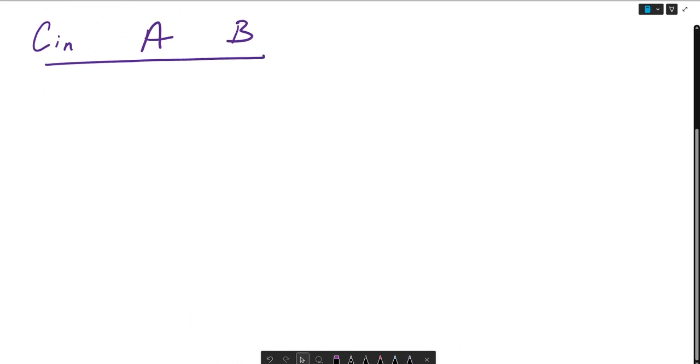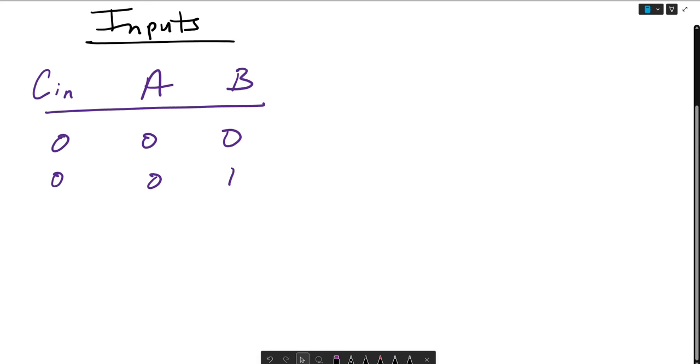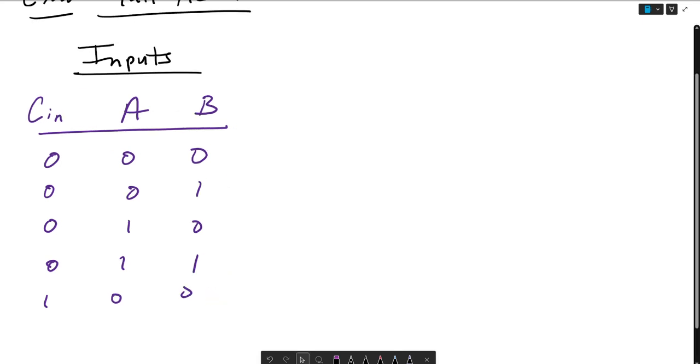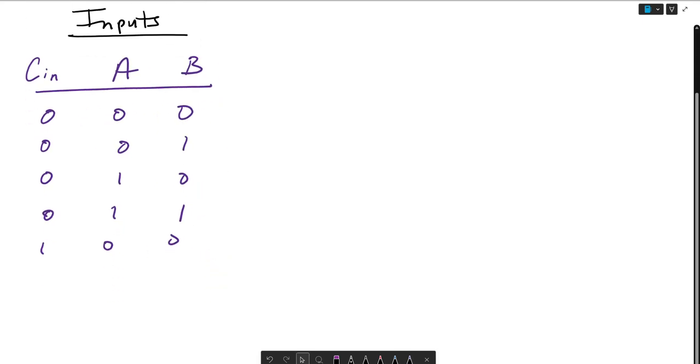Where we can have 0, 0, 0, 0, 0, 1. Let me try and get that in there. Yep. 0, 1, 0, 0, 1, 1, 1, 0, 0, 1, 0, 1, 1, 1, 0, 1, 1, 1, 1.